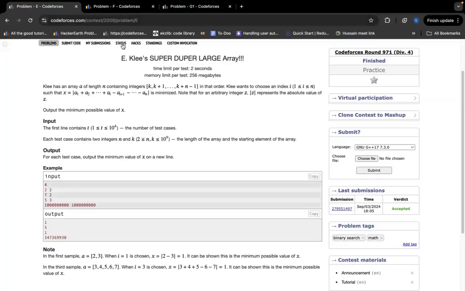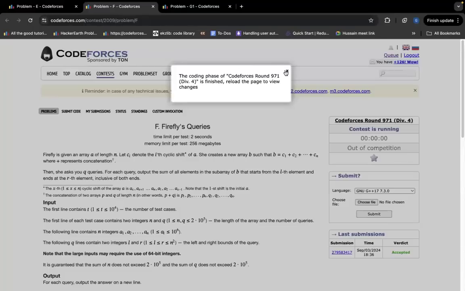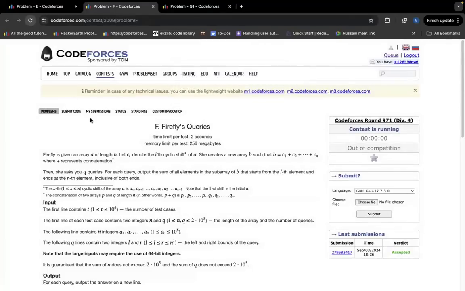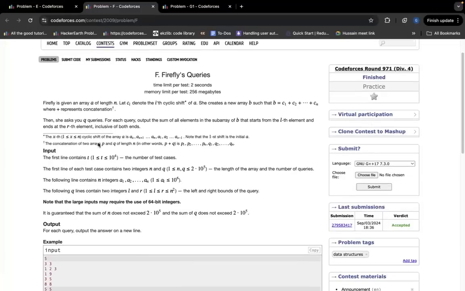Now, guys, is this much clear for everyone? Yes or no? Tell me. If this much is clear, we'll go on to the next problem. Yes? Okay. So, this problem, Firefly queries.